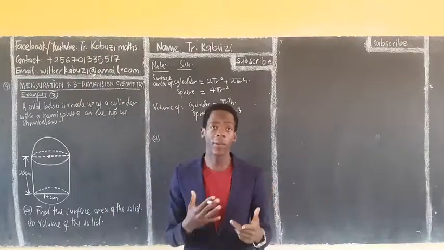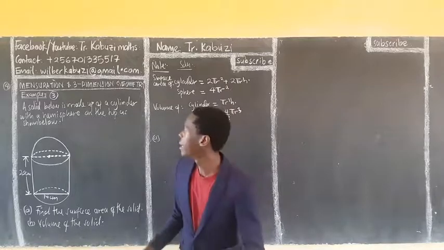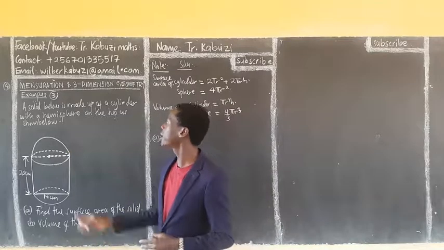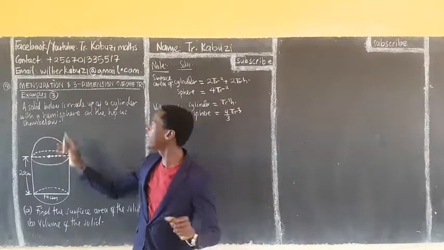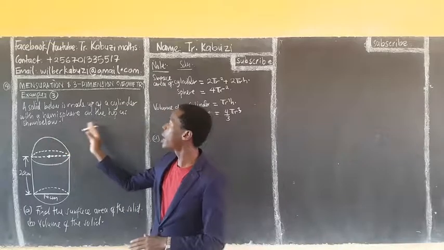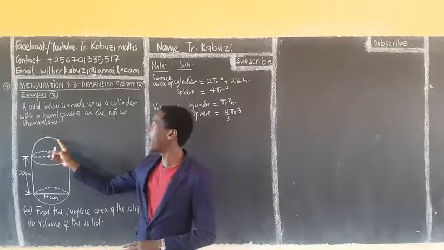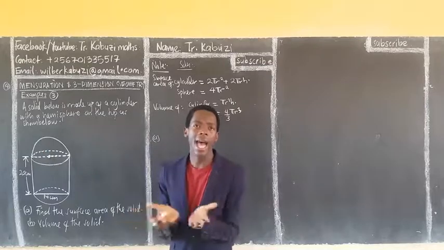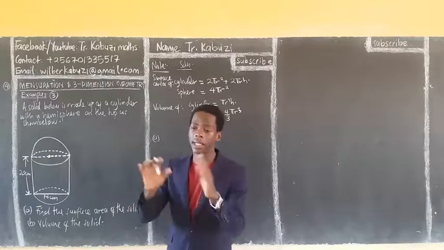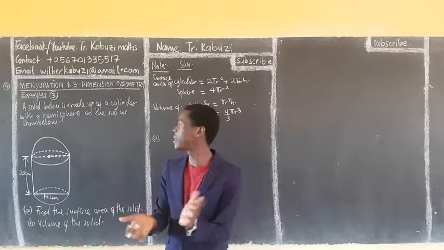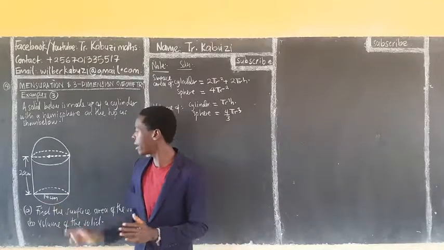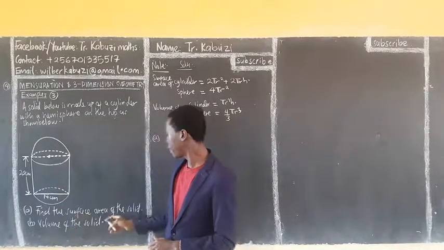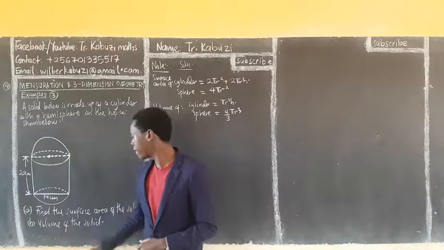Now, let us go through the question and then we see the solution after. This one says a solid below is made up of a cylinder with a hemisphere on the top as shown below. So this is a hemisphere. A hemisphere is a half of the sphere. If you know the sphere, then half of it is what we call a hemisphere. Now this is our cylinder here. Find the surface area of the solid and then the volume of the solid.